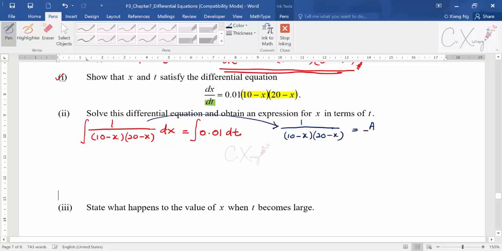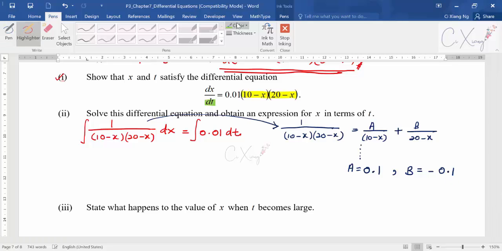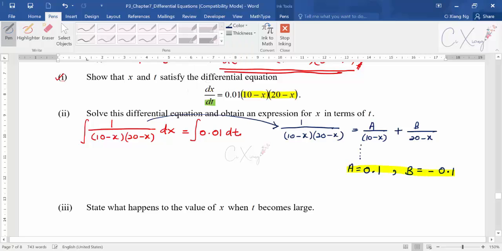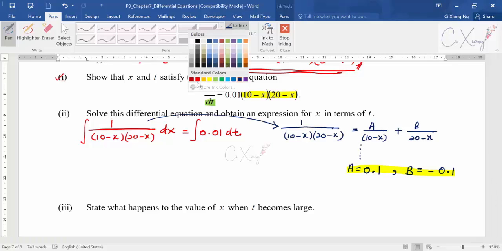Okay, so you should write it as a divided by 10 minus x plus b divided by 20 minus x. If you continue from here, eventually you should get a equals 0.1, not 0.01, and b equals negative 0.1. So one positive, one negative. After you get the partial fraction, substitute it back into the differential equation.